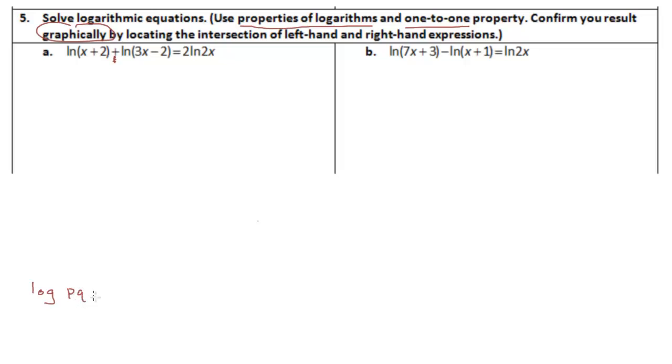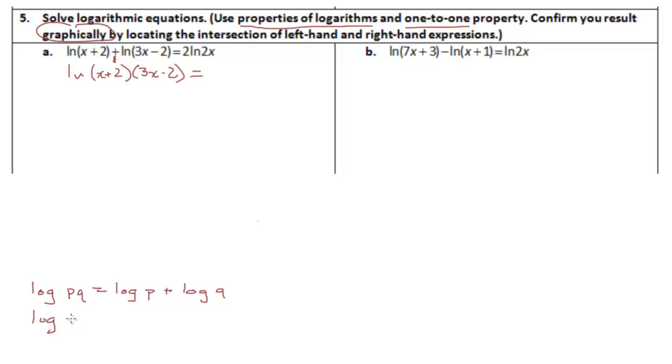So if you have a log of a product, that can be expanded to be a sum of logs of each of the factors. So we're going to use that here. Now, this is natural log of x plus 2 times 3x minus 2.